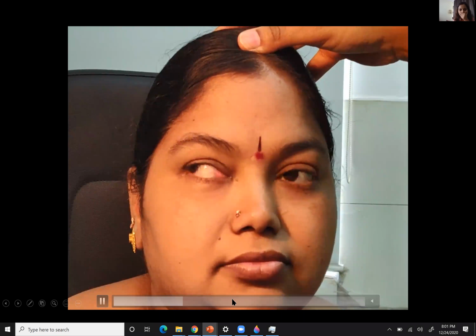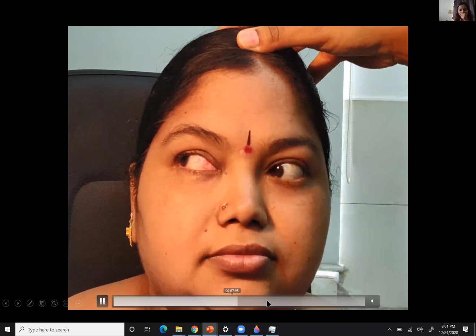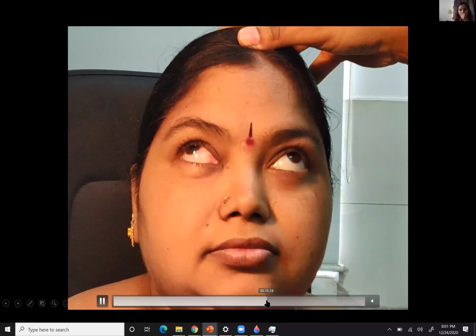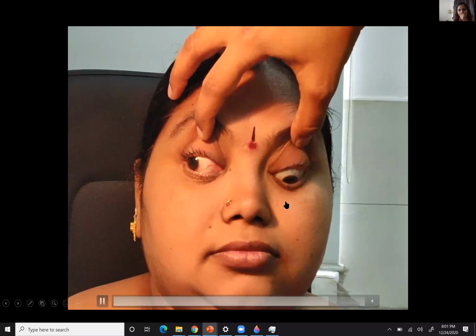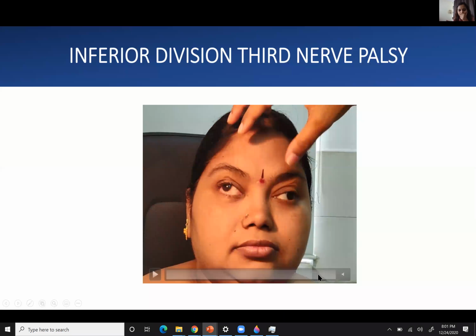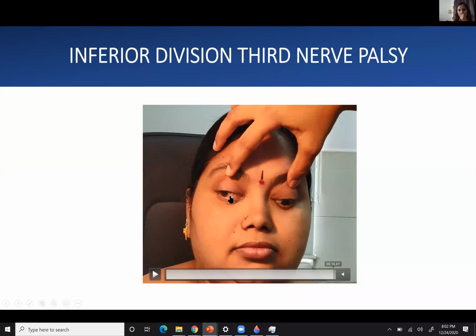So in this patient, you can see that the elevation is good, but depression is not good. The eye is not going down, and it's also not coming inside. So both adduction and depression are limited in this particular patient.